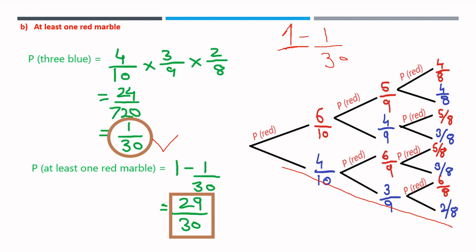Now if you are free enough to answer it in the long way, you can. 6 upon 10 into 5 upon 9 into 4 upon 8. Additionally, this into this into this. There's too much. I am not that free, so I did it the very simple way.